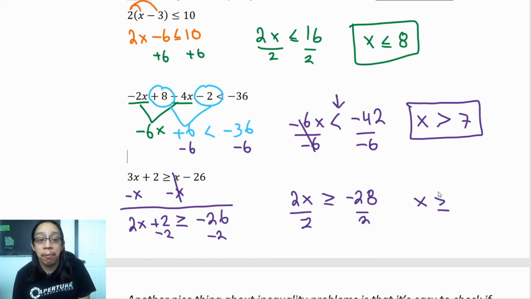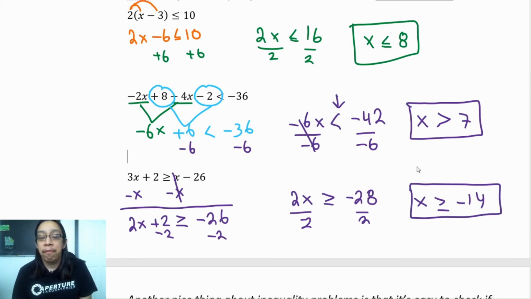So this is going to stay the way it is, but we do end up with a negative 14 as an answer. And this you read as x is greater than or equal to negative 14. So again, the techniques that you know about linear equations is going to apply here. It's not going to be anything different.